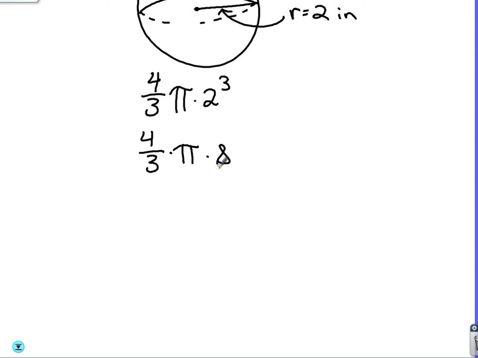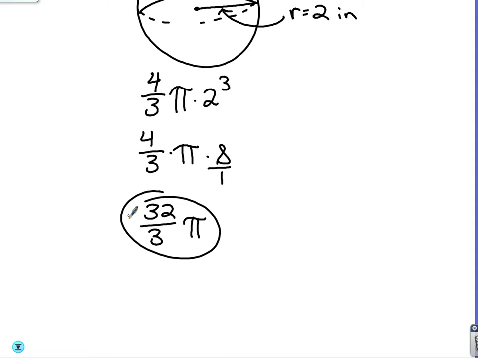If you want it exact, put your 8 over 1. 4 times 8 is 32. 1 times 3 is 3. 32/3 pi. That won't reduce. Here's another way of working. If you're using a basic calculator, here's what I normally do. I'll do my 3.14 times my 8 to find 1/3 of it. 8 pi. To find 1/3 of 8 pi, how do you find 1/3 of something?